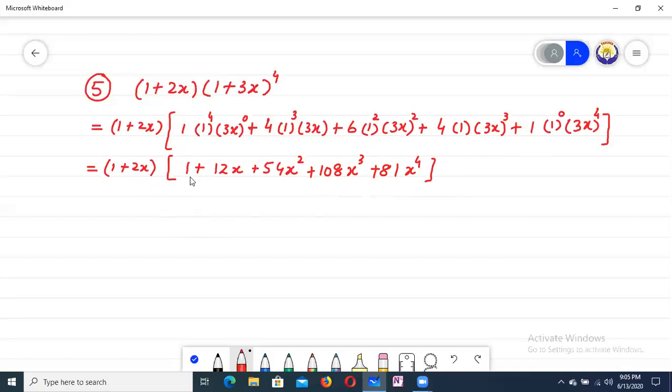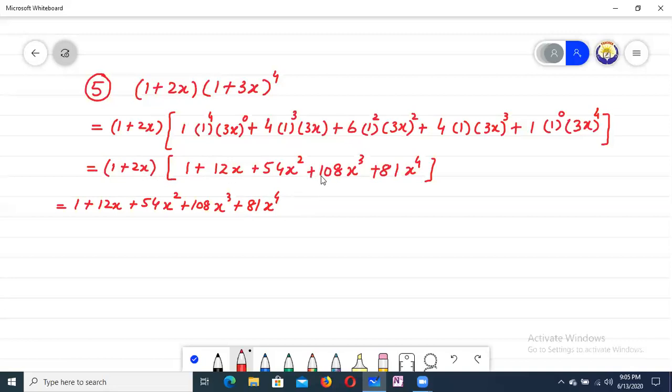Now we'll multiply both the factors. First of all, when we will multiply this 1 with the other factor, then everything will be the same as it is. 1 into 1, 1, plus 1 into 12x is 12x, plus 54x square, plus 108x cube, plus 81x raised to the power 4.